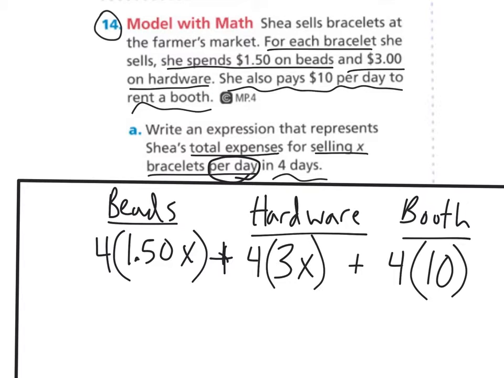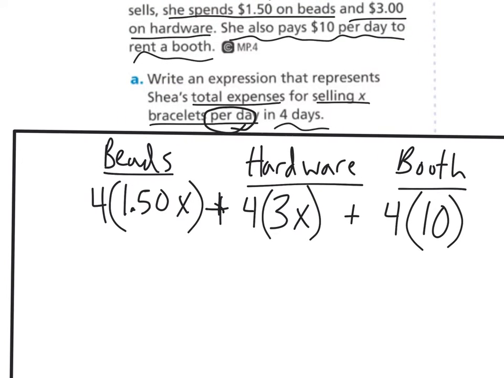So this would be one option for an expression. We can talk about other ways here in a minute. And then the next part, on part B, it says they want us to write a simplified equivalent expression. So we're going to simplify this.